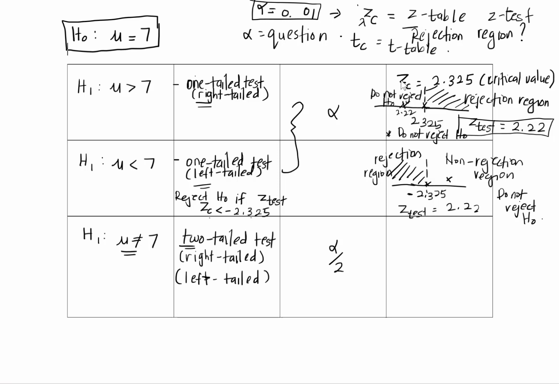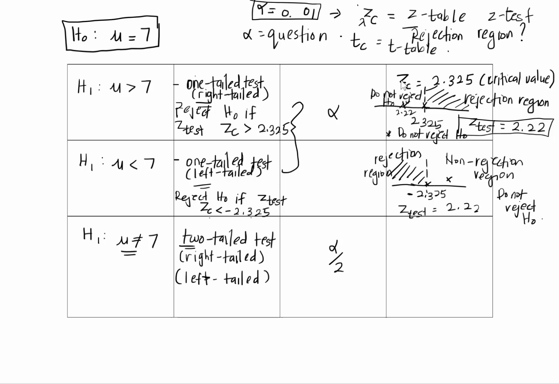For the right tail, we reject H naught if our Z test falls in the region ZC greater than positive 2.325. How do we get the Z test? We must calculate it using the formula. When you get 2.22, we do not reject.